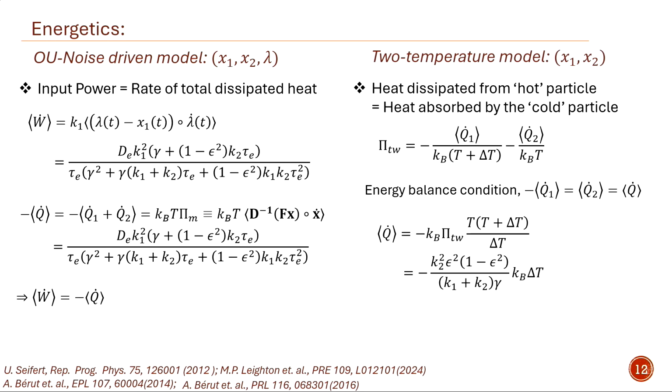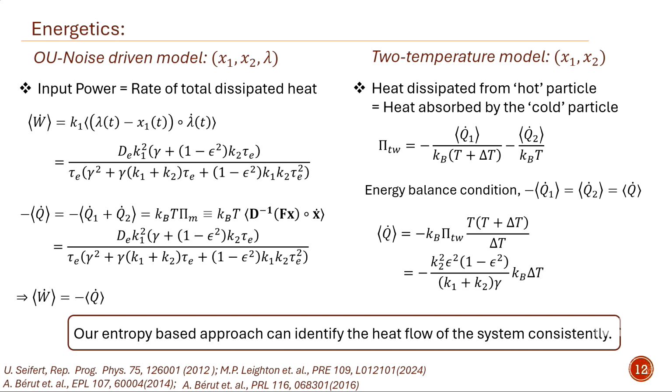And then in the coarse grain phase space, if the particles are at two different temperatures, we can use the fact that the total entropy production rate should be Q1 by T plus delta T minus Q2 by KBT, and if the energy balance holds, we can get the actual heat expression as well. So our entropy based approach can identify the heat flow. Here I show the results with the mean Q dot, but we can show it for short time W and Q as well. So with such interaction also the energy balance holds, but we need to take this entropy based approach.